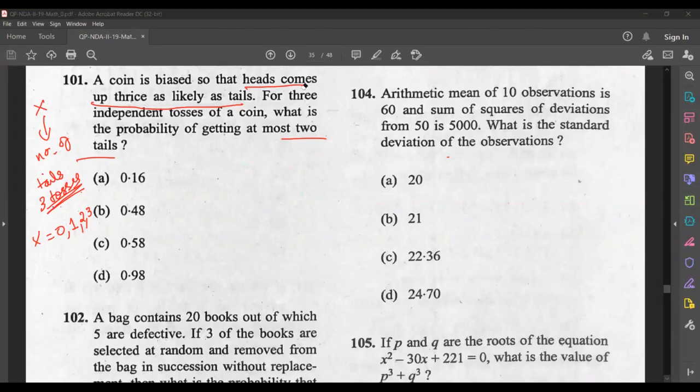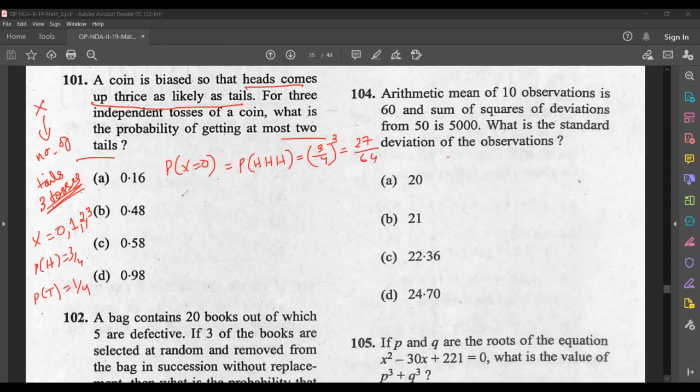So we have already written P of H as 3 by 4, P of T as 1 by 4. So P of X equal to 0. That means every time you have to get head, in all 3 tosses. So 3 by 4 into 3 by 4 into 3 by 4, that is 3 by 4 cube, 27 by 64.